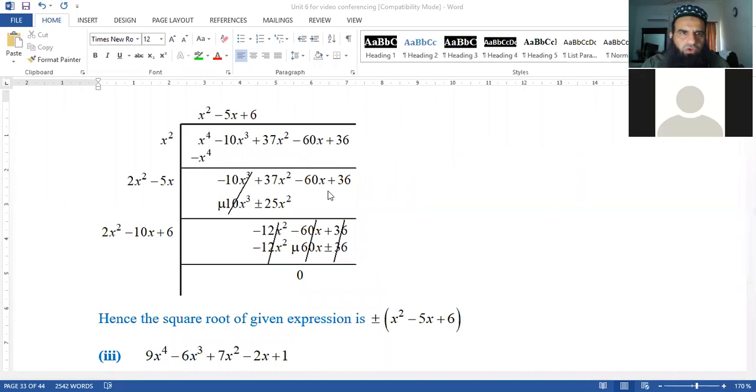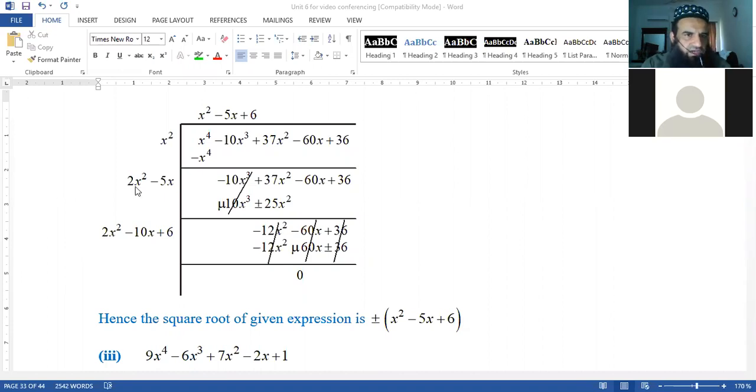Then you will write x² as a multiple of 2, meaning that we have to multiply the last divisor with 2, so it will become 2x². It is a part of the procedure which is required for the square root process. And 2x² will be the new part of the divisor.